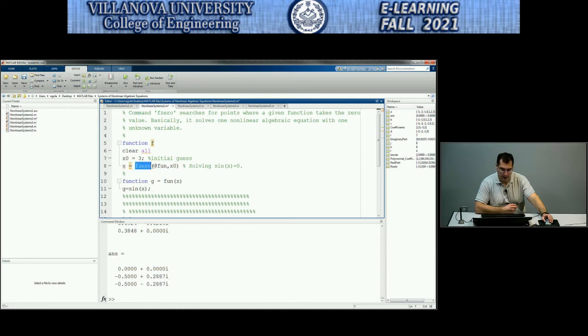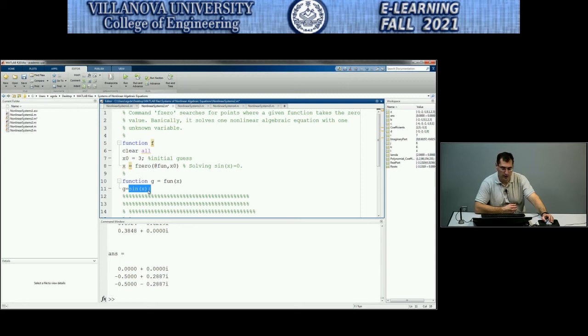The syntax for the fzero command goes as follows. You have to specify the function of which you're looking for the zero, and that is done through this string, @fun. You can call it any way you want. Once MATLAB sees that, it's going to look for the subroutine called fun, and it's right here. In this subroutine, you define the function of which you're looking for the zero. So it's sine of x, let's say. So MATLAB knows that it needs to solve the equation sine of x equal to 0.